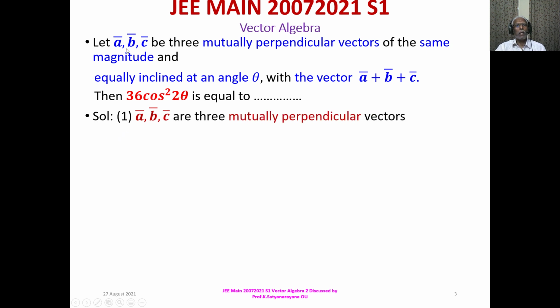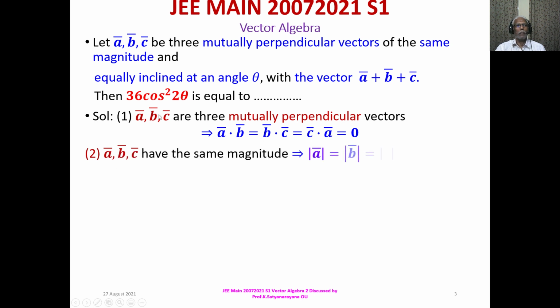First, A bar, B bar, C bar are three mutually perpendicular vectors. That means they are pairwise perpendicular. That means if you take any two and take their dot product, it is equal to 0. A bar dot B bar is equal to B bar dot C bar is equal to C bar dot A bar is equal to 0, because they are mutually perpendicular. The second one is A bar, B bar, C bar, the three vectors have the same magnitude. That means mod of A bar is equal to mod of B bar is equal to mod of C bar.